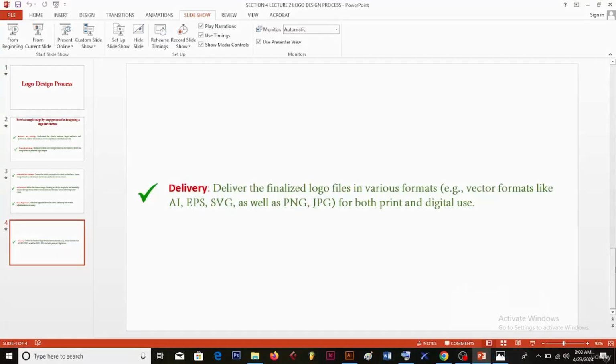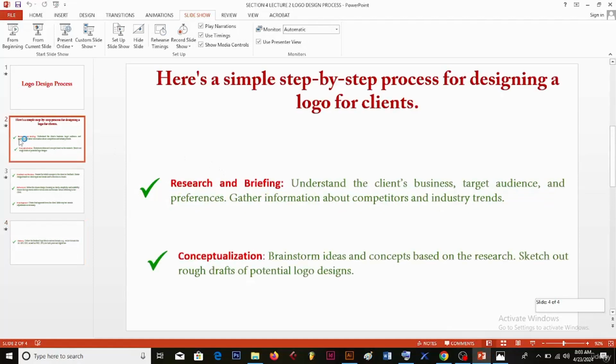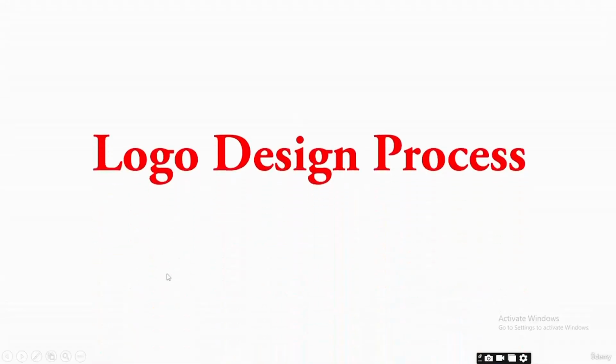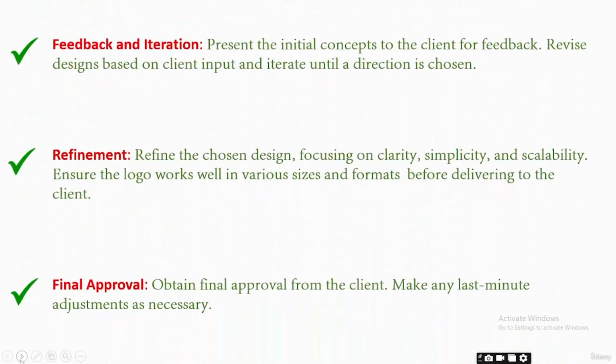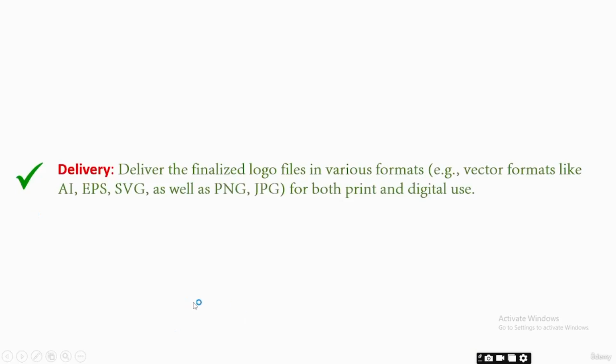So that's all about the logo design process. First step, get information from your customer or client. This is just the summary of the logo design process. Then you do research on Google and try to sketch your design based on your research. Then you send it to your clients. After sending it, you get feedback and iteration. Then you refine. After final approval, you design everything and deliver in all these formats. So that's all about the logo design process.